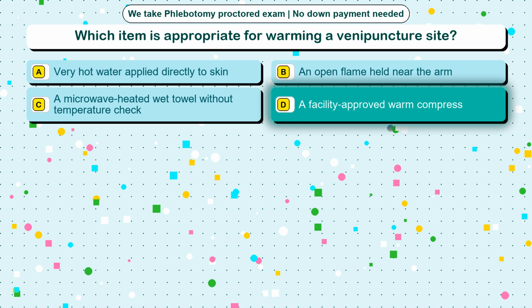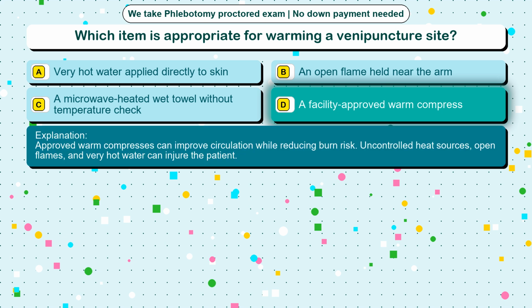The correct answer is option D, a facility-approved warm compress. Approved warm compresses can improve circulation while reducing burn risk. Uncontrolled heat sources, open flames, and very hot water can injure the patient.